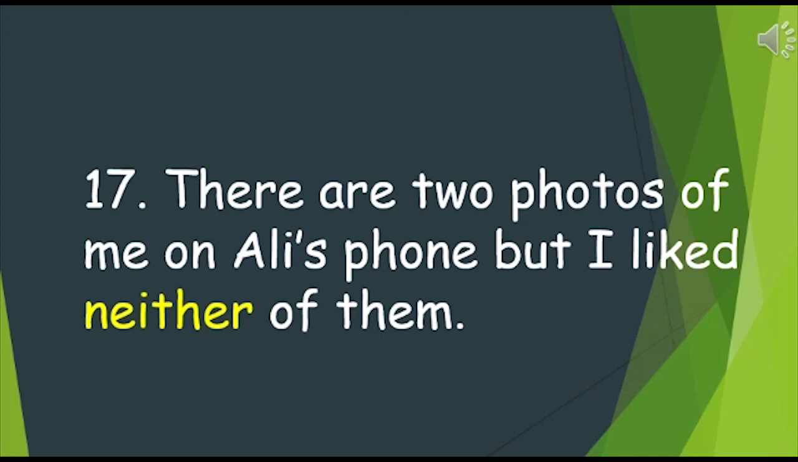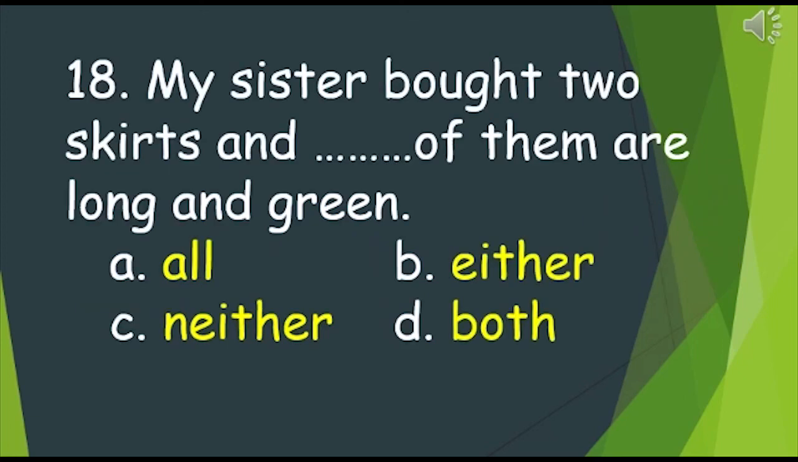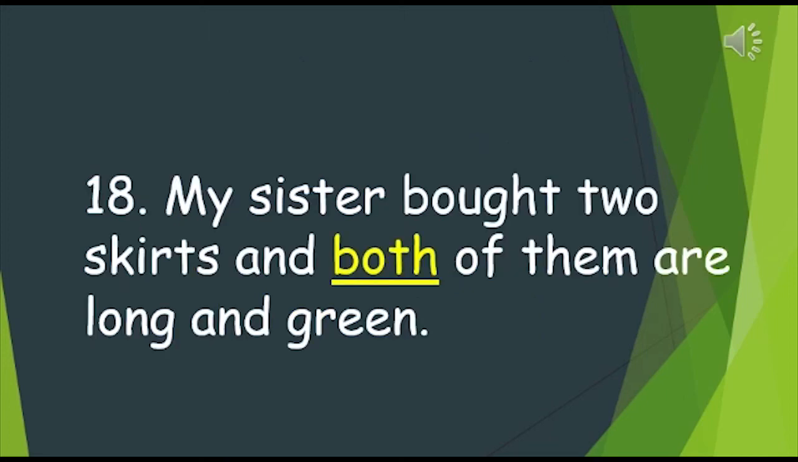My sister bought 2 skirts and space of them are long and green. All, either, neither, both. My sister bought 2 skirts (أختي اشترت جبتين) and both of them (كلاهما) are long and green. طبعا both طبعا بتشير لشيئين.